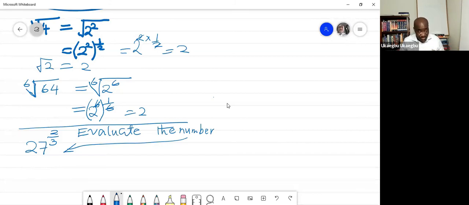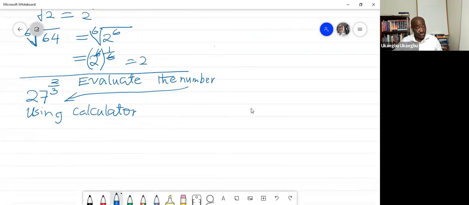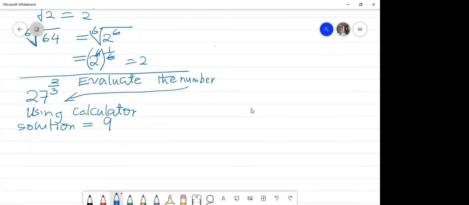Okay, so I'm just going to write, using calculator, 9. I'm not saying it is right, I'm not saying it is wrong, but we're going to verify it. Using calculator, solution equal to 9. That's what somebody said. Now, if I say, without using a calculator, evaluate that number. You know, in some of these tests, they ask you not to use a calculator, right? Yes. So now without using a calculator, what are you going to do?